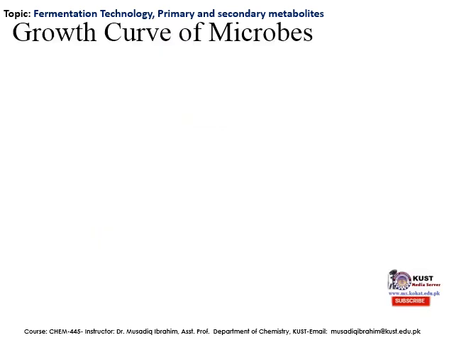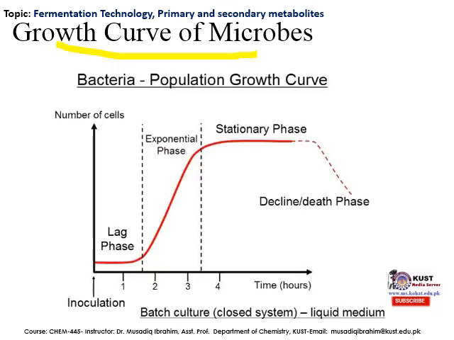Now, moving towards the growth curve of the microbes. In this graph, which shows the bacterial population growth curve, you can see that on the x-axis you have the time duration, and on the y-axis you have the number of cells increasing. This red line gives you information about the mechanism by which the microbes are growing.